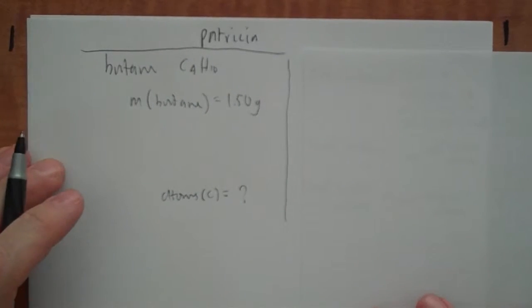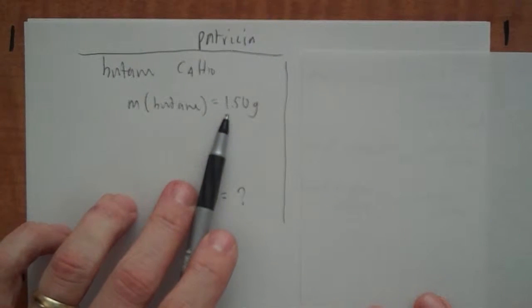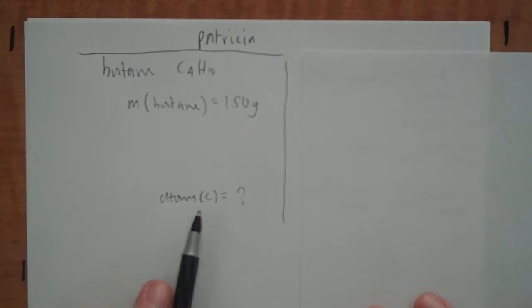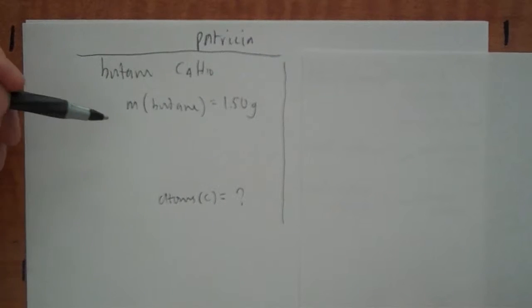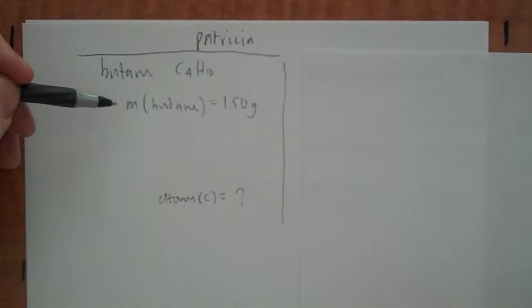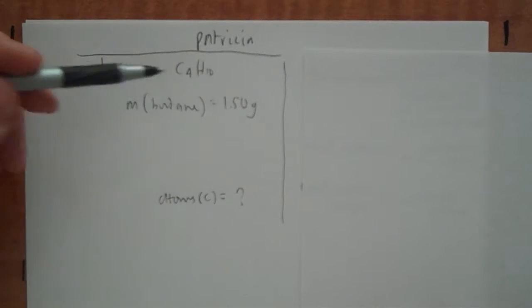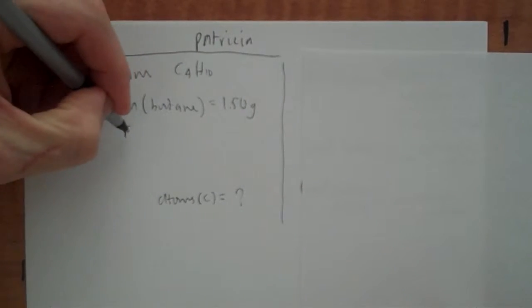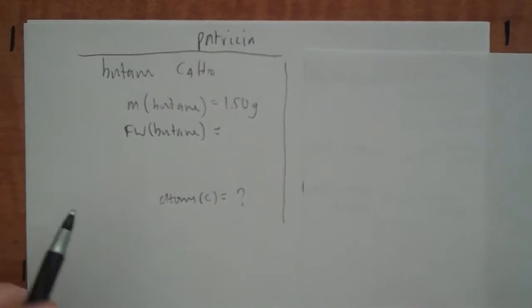Dealing with a question where I was given an amount of butane, and that is the mass of butane is 1.5 grams, and I'm asked how many atoms of carbon are in there. Every time I'm given an amount in chemistry, especially if I'm given a chemical formula, I'm always going to be thinking about formula weight, right? What's the molecular mass? So the formula weight of butane, I'm going to write this out before I even start mapping out a solution.